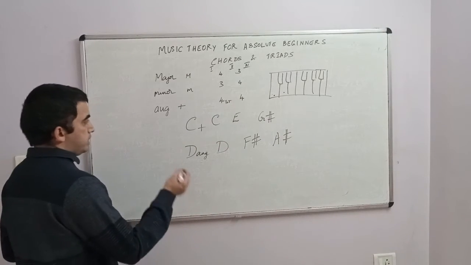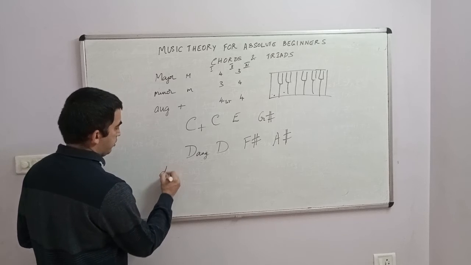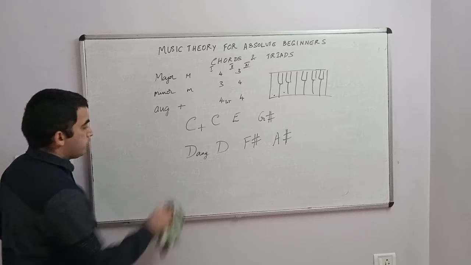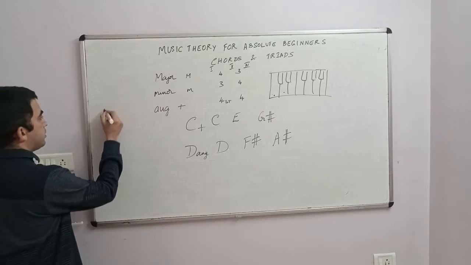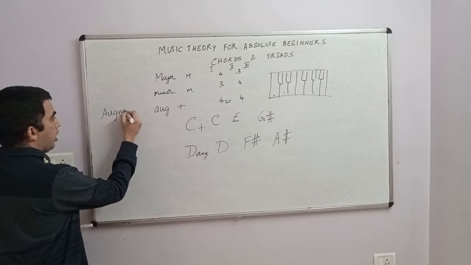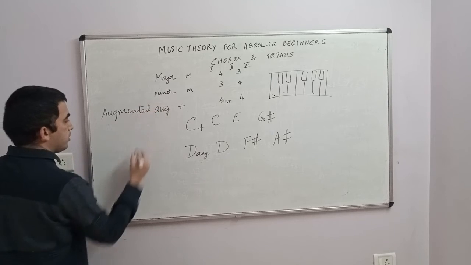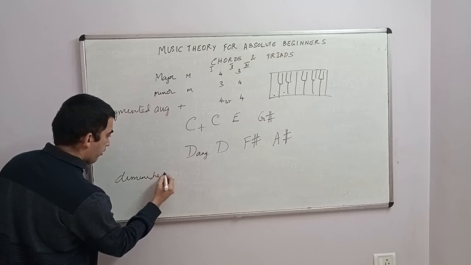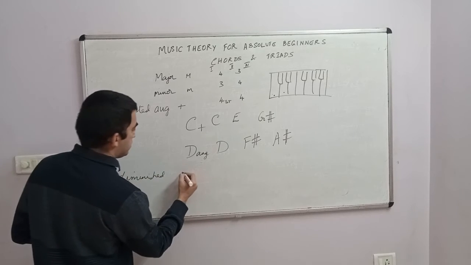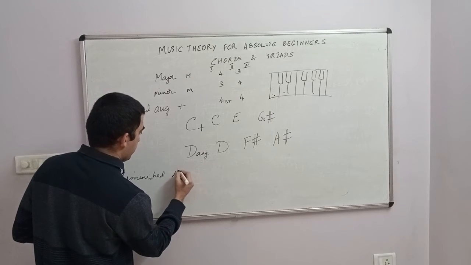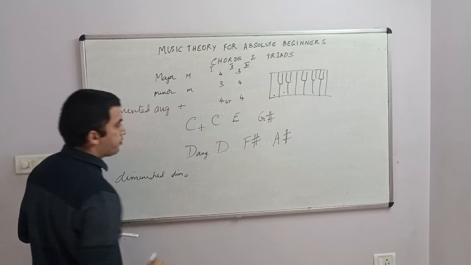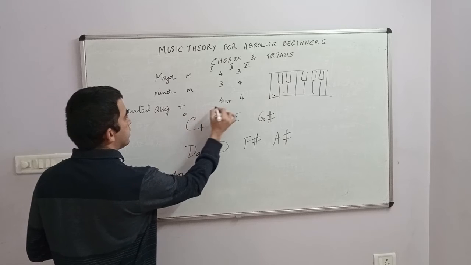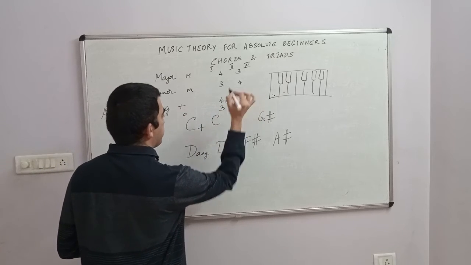Okay. So the next chord is the diminished chord, right? Sorry. So this is augmented. This is diminished. So this is dim or 0. So the diminished chord, it is 3 and 3.